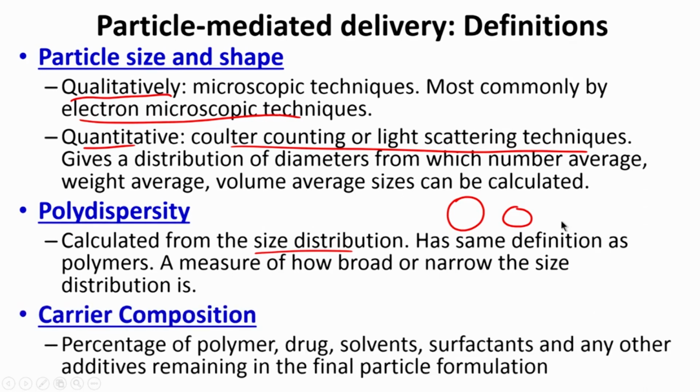And then the carrier composition. First of all, what polymer you are using and what amount of polymer you are using. How much percentage is polymer, how much percentage is drug, and how much percentage is other components like solvents and surfactants, if they are there, or any other additives that you are adding. All of that is part of the composition.